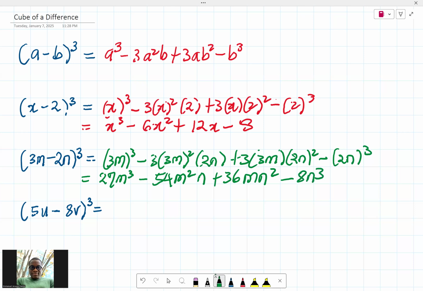So how do you do 5u minus 8v raised to power 3 following this very straight way?